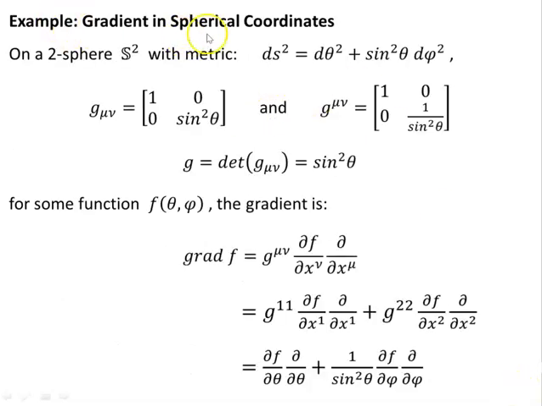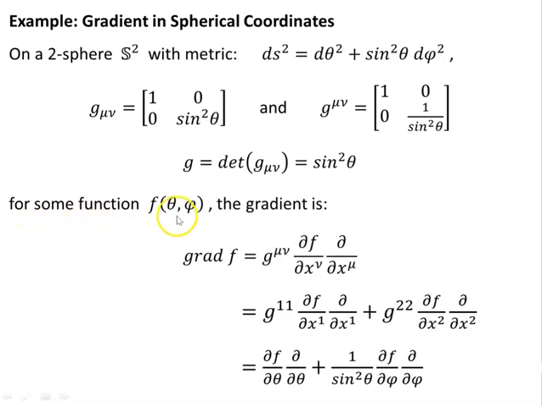All right, so example is a gradient in spherical coordinates on a 2-sphere S2 with metric this. The metric tensor is this, and the inverse metric is this. The determinant then, as you can see by the metric tensor here, is just multiplying the diagonals together. You get sine squared theta.